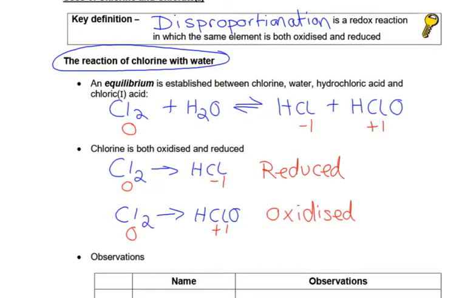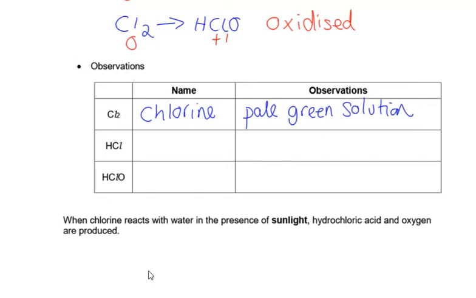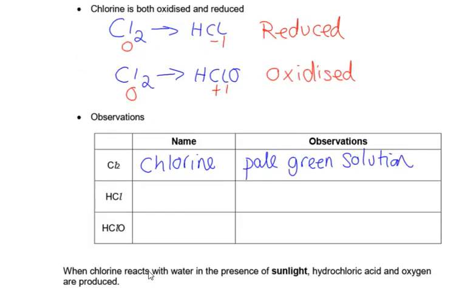And there you can see when you look at them separately, one's being reduced, so from chlorine into Cl-, and then the chlorine going into +1 in HClO. So if you have this reaction and you put the chlorine into some water, you should remember from the earlier videos or your earlier lessons that chlorine in aqueous solution is a pale green solution. We're making both HCl and HClO.